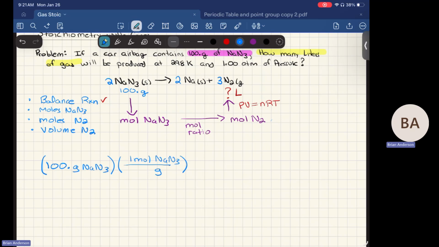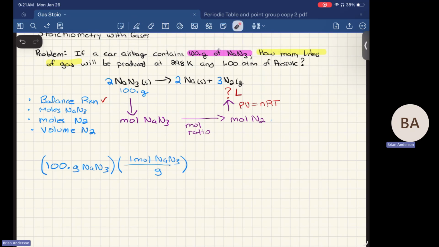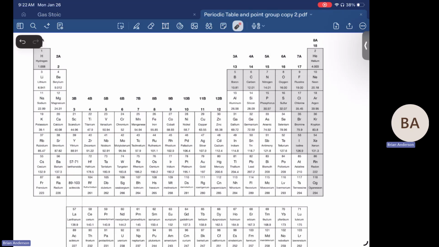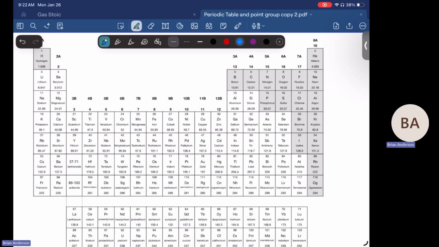So this is our grams to moles. All right, so grams go away, so those will go away. We'll be left with moles. And to find this value, this is our molar mass, we would go to the periodic table. From the periodic table, we would need the mass of sodium and nitrogen. And we have 3 nitrogens and 1 sodium, so we can add that together.